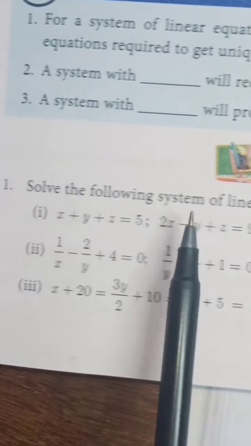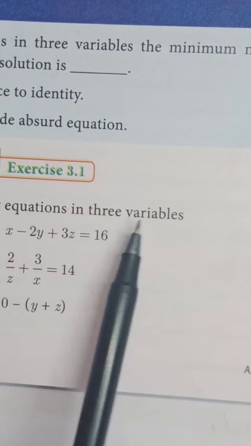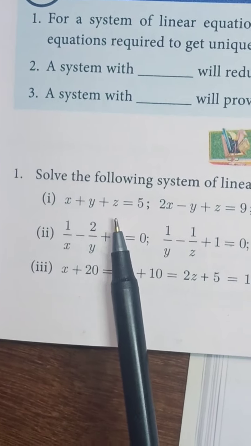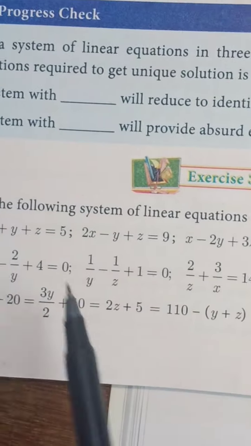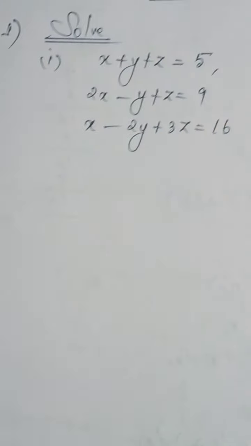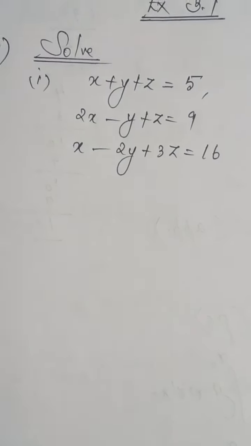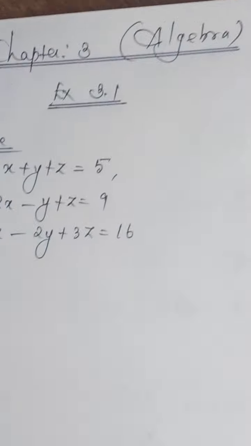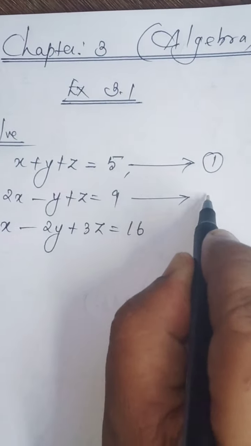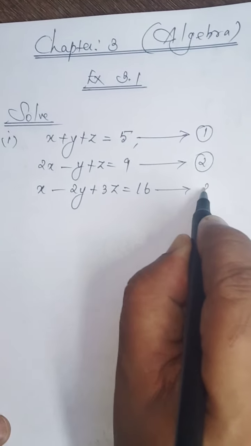Exercise 3.1. Question number 1. Solve the following system of linear equations in three variables. What are the three variables? X, y and z. So you are given three equations with the three variables. Okay. First subdivision. I am going to work out the first subdivision. Let it be equation number 1, 2 and 3.